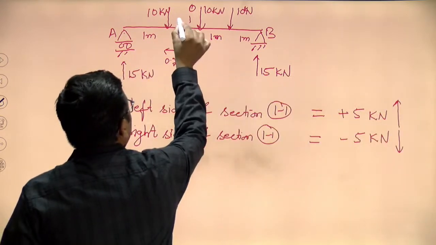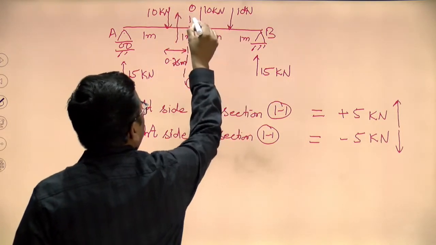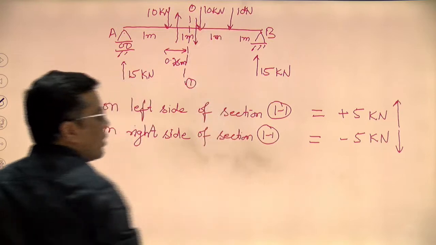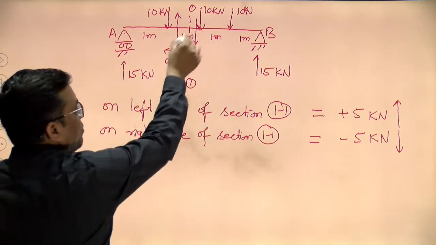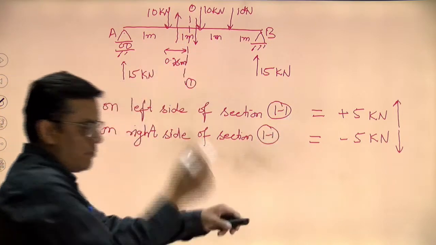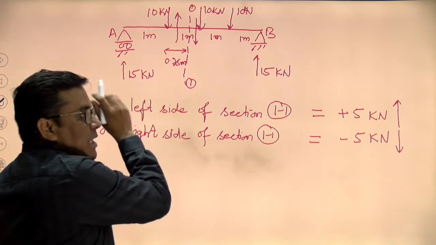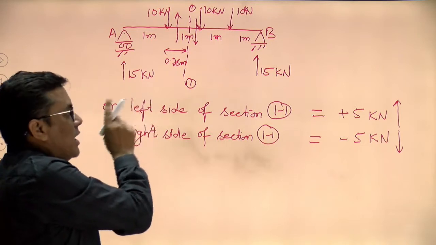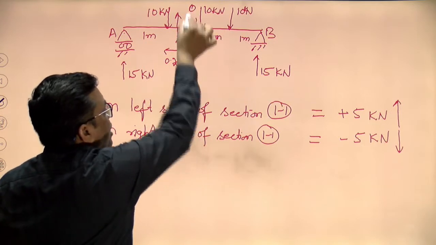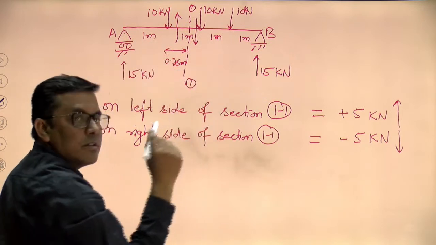So it is 5 kilonewton here, 5 kilonewton here. What will these two forces do? These are the resultant forces on the left and on the right side. 5 upward, 5 downward. So that's why I said it is the algebraic sum of all the forces acting on either side of the section plane, and these two forces will try to shear the beam at that particular section 1-1. So that's why these are named shear force.